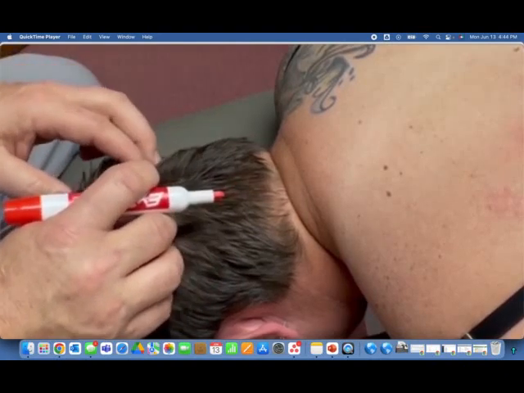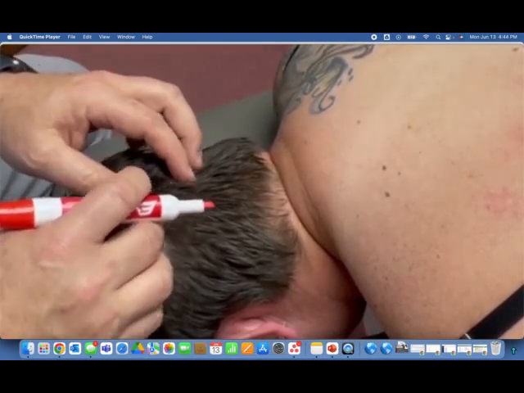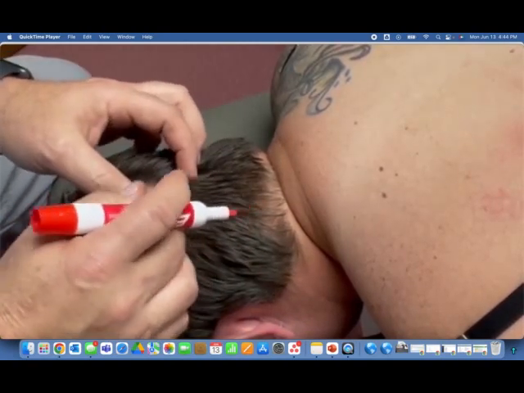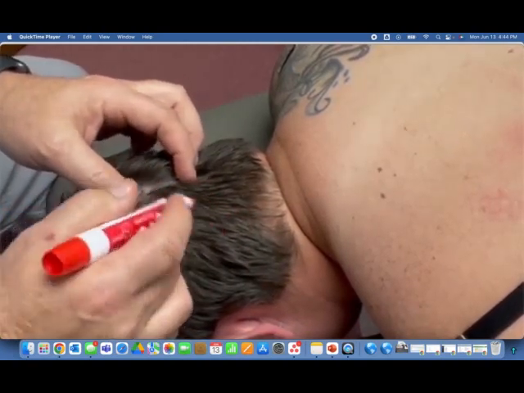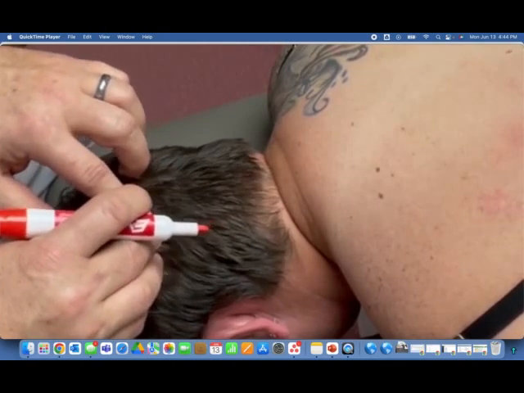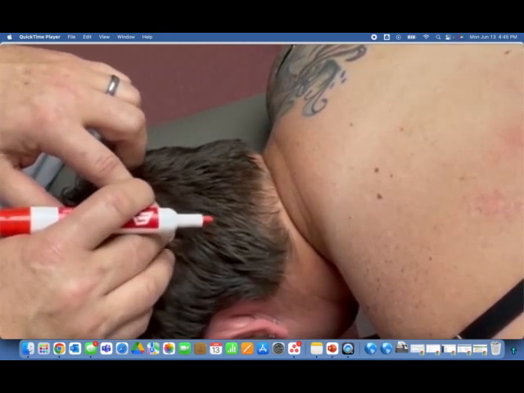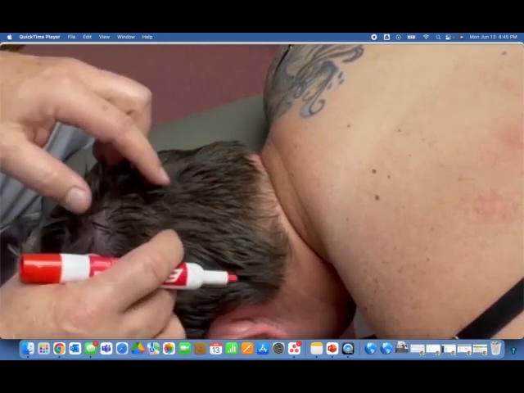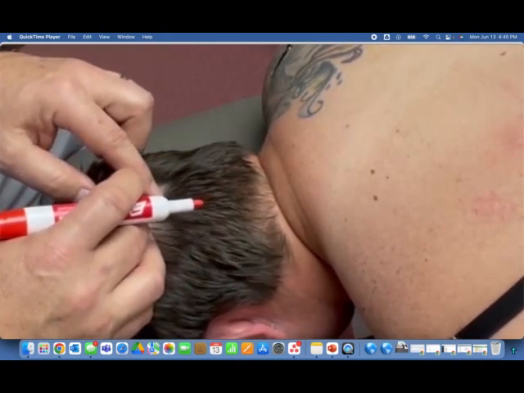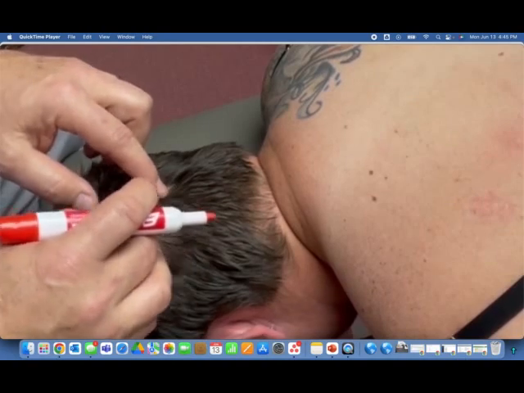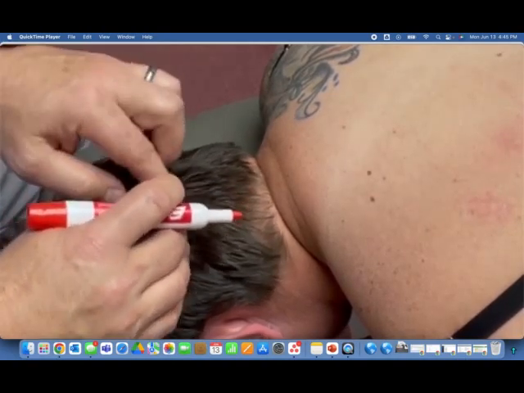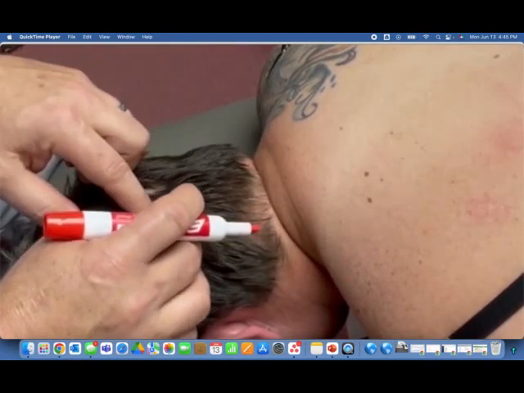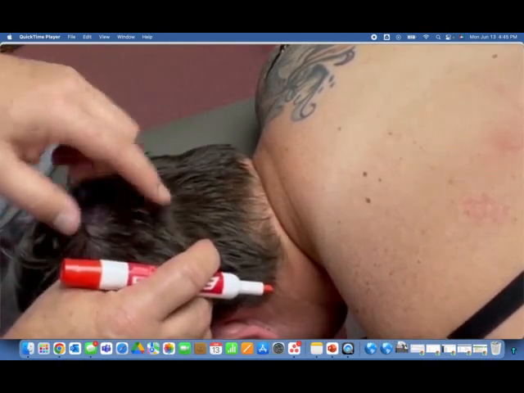So superior to that, we have three nuchal lines. The supreme nuchal line, which is a little bit harder to palpate, but you will notice a ridge that runs across from medial to lateral. At the level of the external occipital protuberance, you will palpate, again, a line running across on either side, and that is the superior nuchal line.